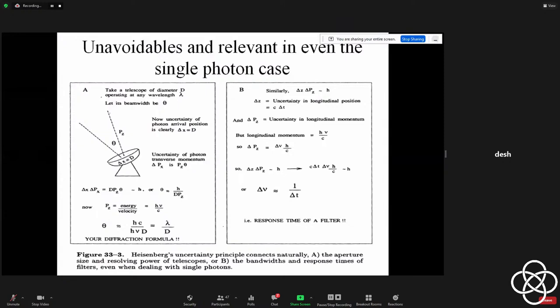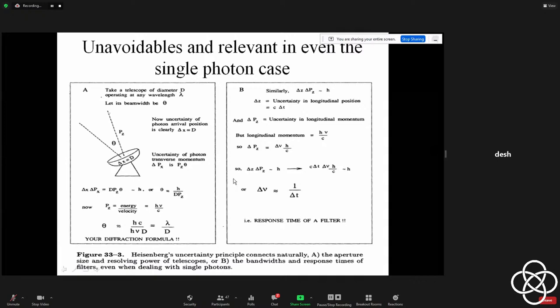Okay, but these constraints that come from the uncertainty principle are relevant even for a single photon case, not just for waves, like the way we would like to treat the radio signals. You can derive this very simply by taking the x component of the momentum of photons arriving at some angle, and the uncertainty in that, assuming there is no uncertainty in the frequency. If you allow for delta x to be the uncertainty in the position, you can constrain the direction to a certain level. And that is given by this famous relation, lambda upon d. So that's your diffraction formula.